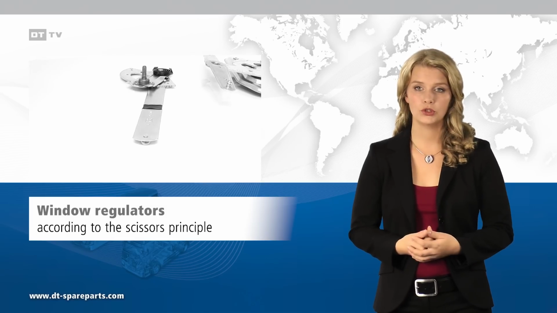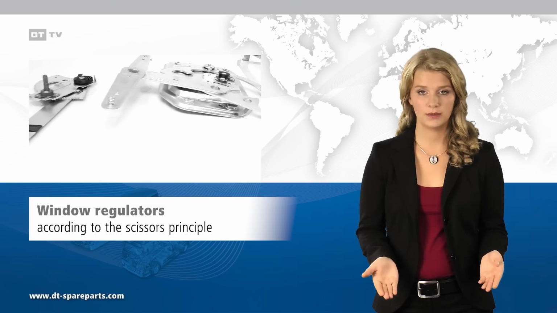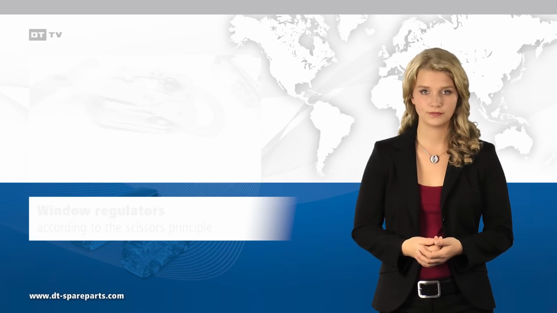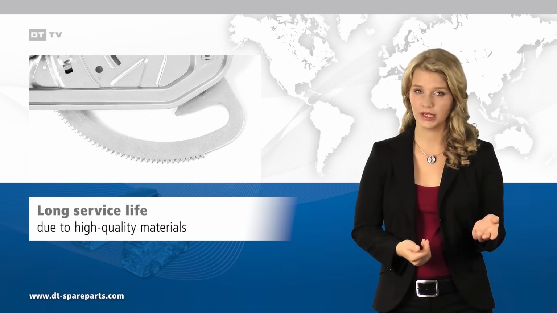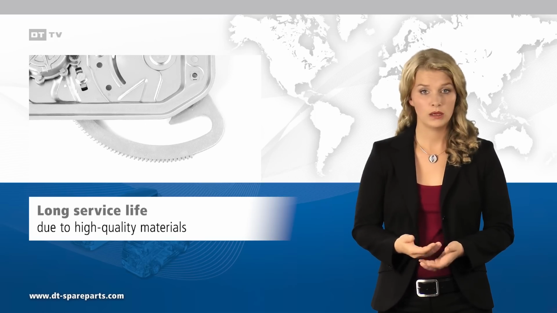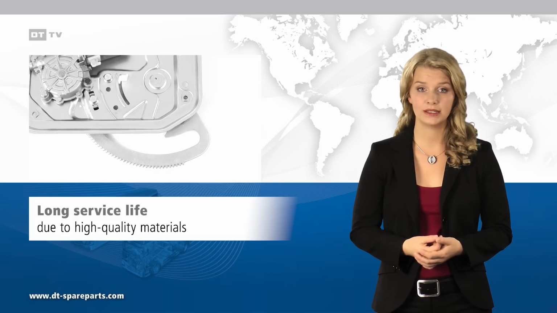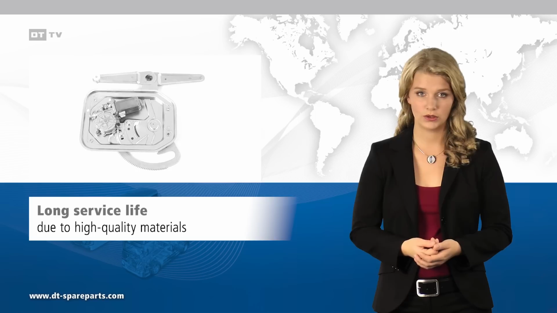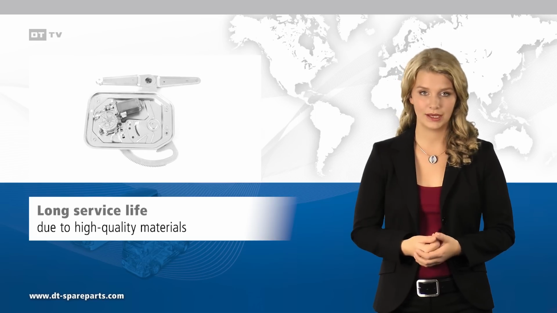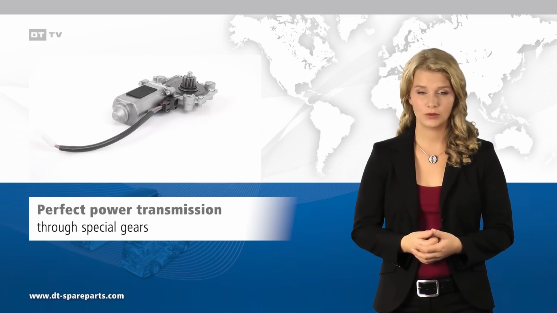When the lifting arms are in the closed position, the window pane is pushed into the uppermost position. When the scissors open, the pane glides downwards. The gearing is subjected to high forces and therefore must be particularly strong. Only high-quality and high-strength materials are used in the production of window regulators of the brand DT Spare Parts in order to guarantee a long service life.